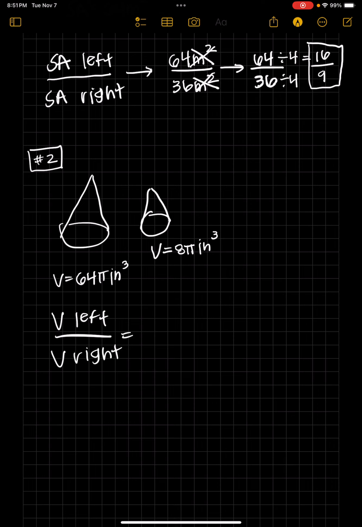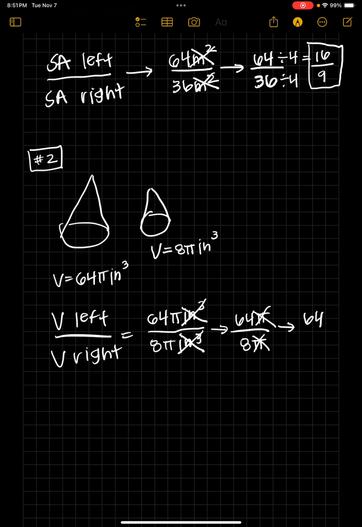Because remember, we're doing a ratio, which just is a fancy name for fraction. I know that the volume of the left cone is 64 pi inches cubed, and the volume of the right cone is 8 pi inches cubed. And once again, we're going to just cancel out stuff that happens on top and on bottom. So the units of inches cubed can be canceled out, which leaves me with 64 pi over 8 pi. And then I have a pi on top and a pi on bottom, so those will cancel out, which just leaves me with 64 over 8.